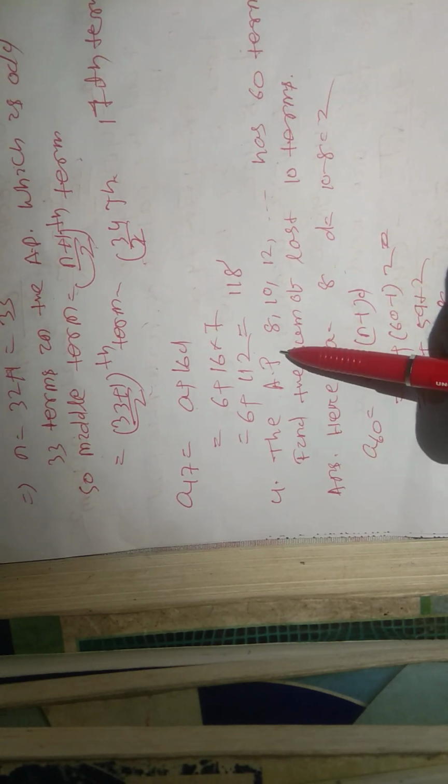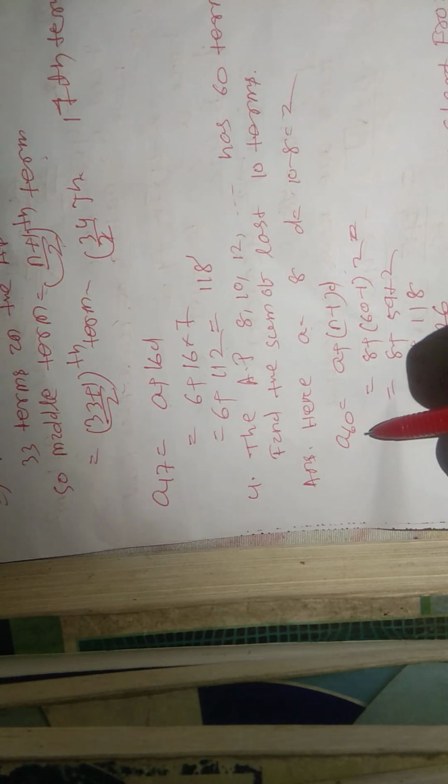Question number 4. The AP 8, 10, 12 ... has 60 terms. Find the sum of last 10 terms. Here a is equal to 8, d is equal to 10 minus 8, 2, a60 is equal to a plus n minus 1 whole into d, that is equal to 126.